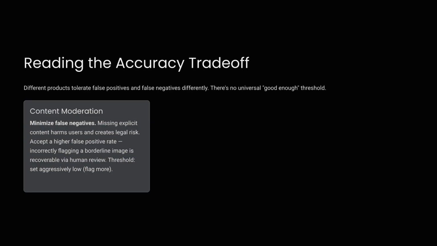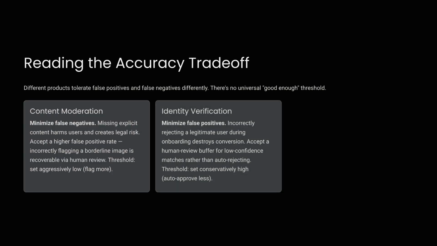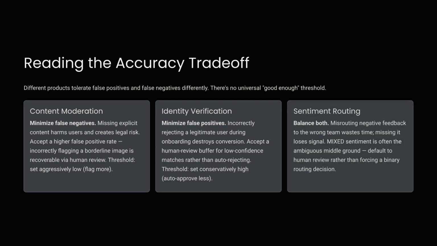Understanding the accuracy trade-off is crucial. For content moderation, minimize false negatives, accepting a lower threshold to flag more content. For identity verification, minimize false positives, using a high threshold to auto-approve less. Sentiment routing requires balancing both, often defaulting ambiguous cases to human review.